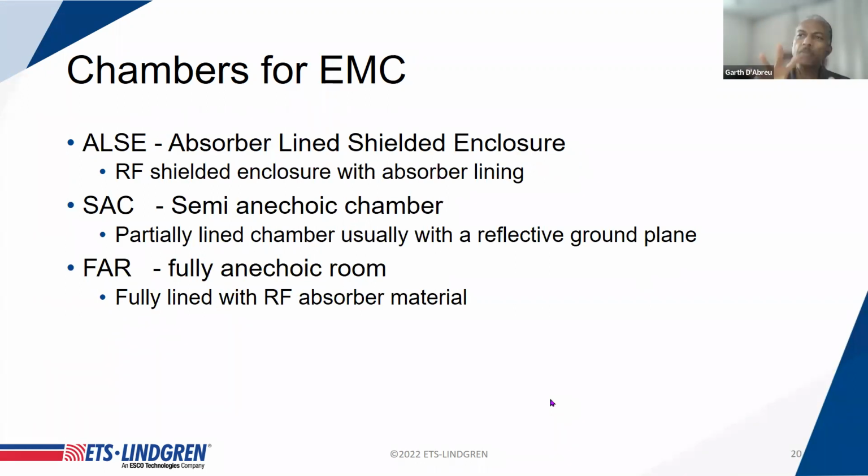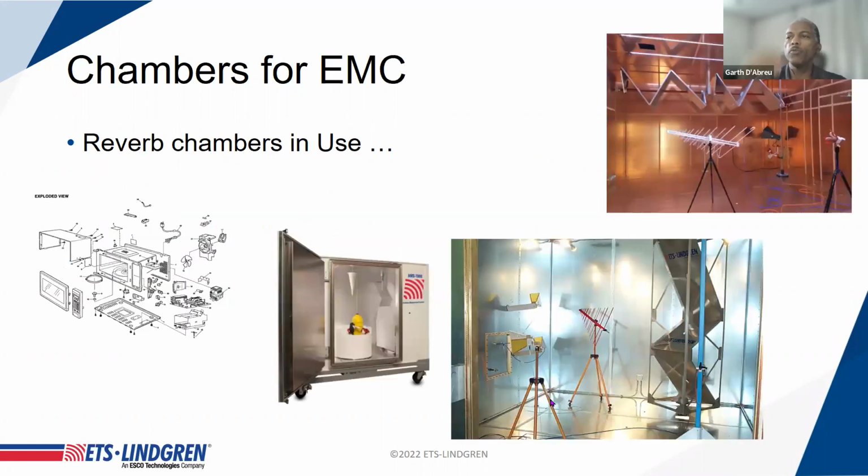So for EMC testing, the main facilities that are used fall under the ALSE, the absorber-lined shielded enclosure, which has a reflective ground plane, a semi-anechoic chamber with a reflective ground plane, or a fully anechoic room where the floor is also covered with RF absorber. And they are all, in one standard or another, acceptable facilities for performing either emissions or immunity measurements.